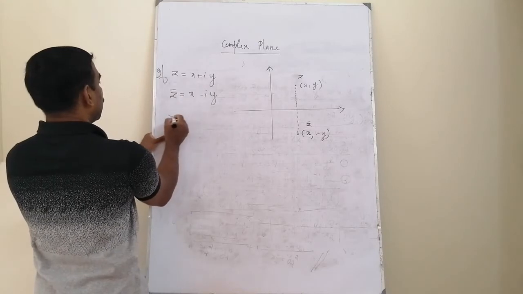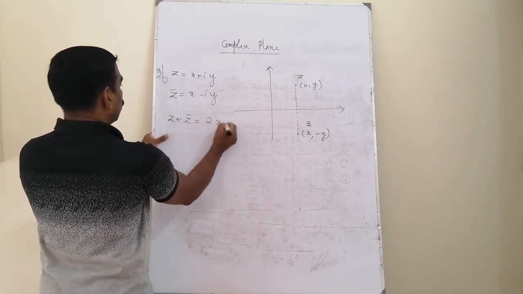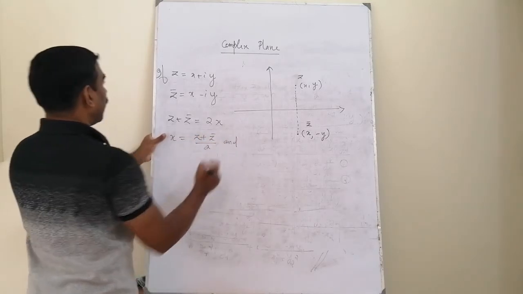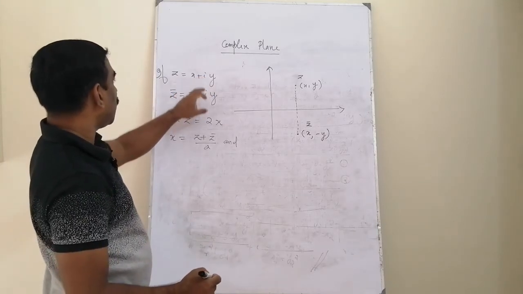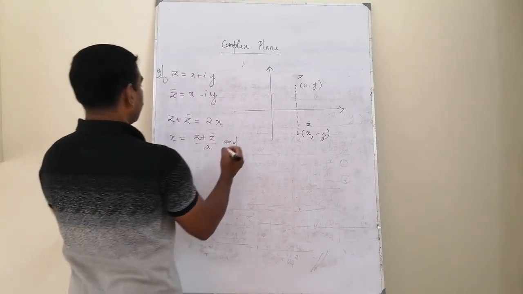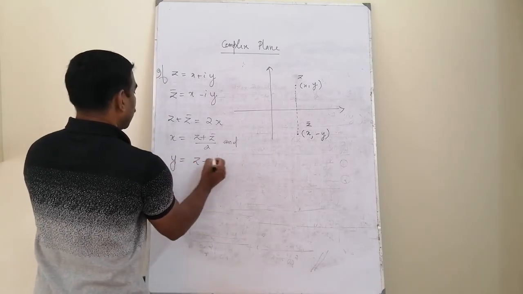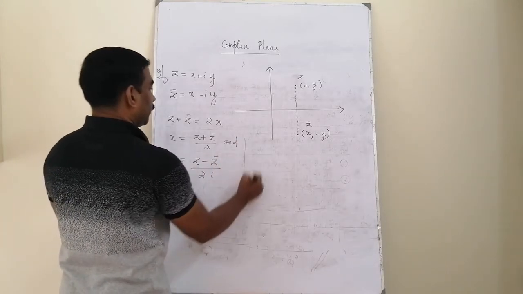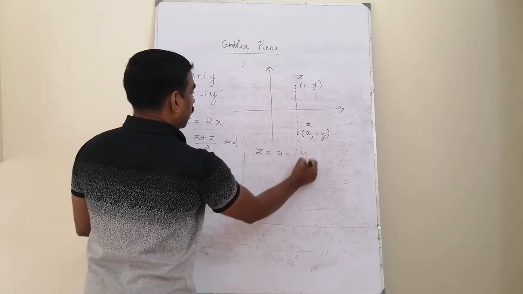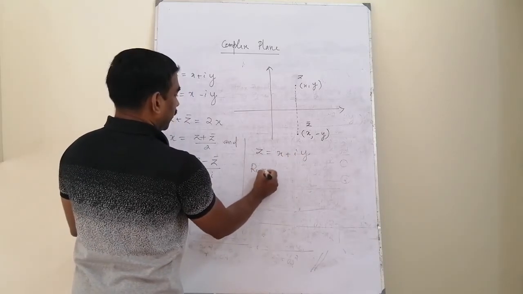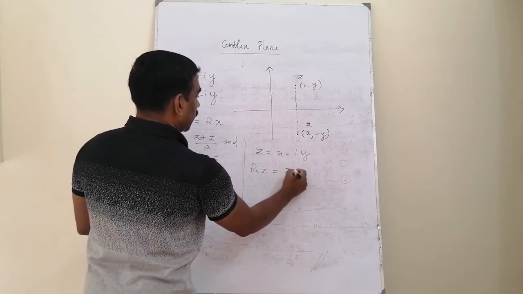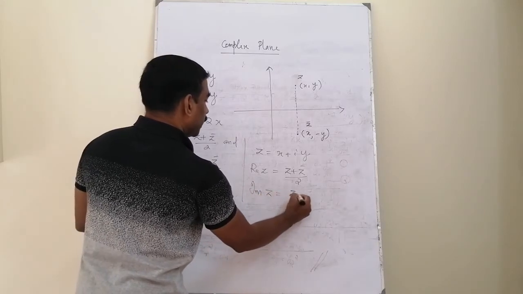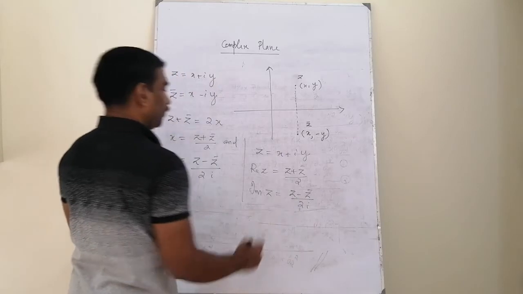If we add these two equations, what is the value of z plus z bar? z plus z bar is equal to 2x, or x is equal to (z plus z bar) divided by 2. Subtracting, we get z minus z bar is equal to 2iy, and we get y is equal to (z minus z bar) divided by 2i. That is, for an arbitrary complex number z equal to x plus iy, the real part of z is equal to (z plus z bar) divided by 2, and the imaginary part of z is equal to (z minus z bar) divided by 2i.